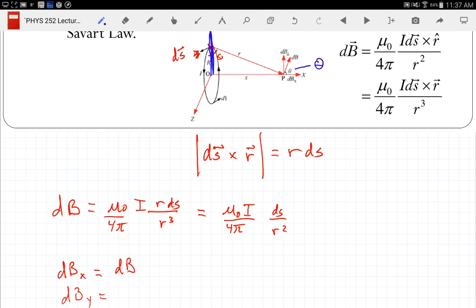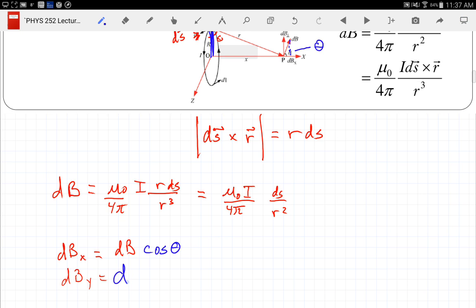Okay, so in terms of that angle, what portion of dB is in the x direction? Cosine theta. Cosine theta for the x direction. Right, I have this triangle, the adjacent side is. Then for the y direction, it's going to be, obviously, dB sine theta, the other one.